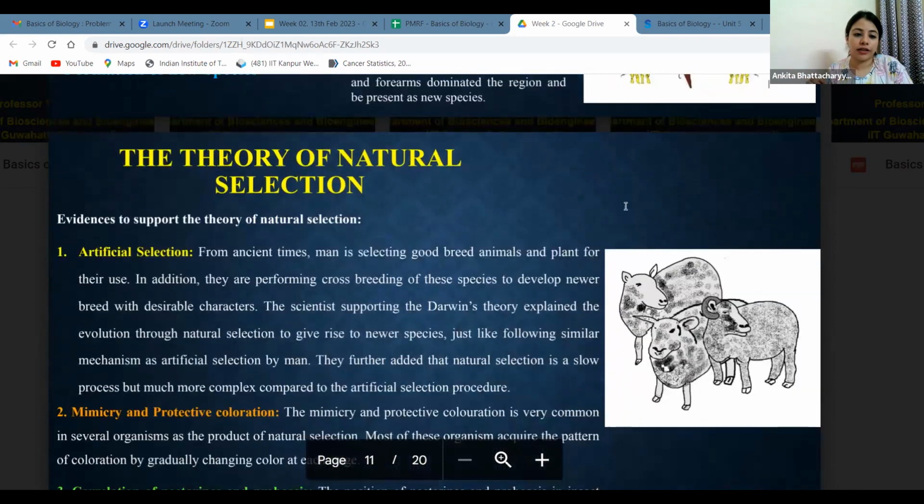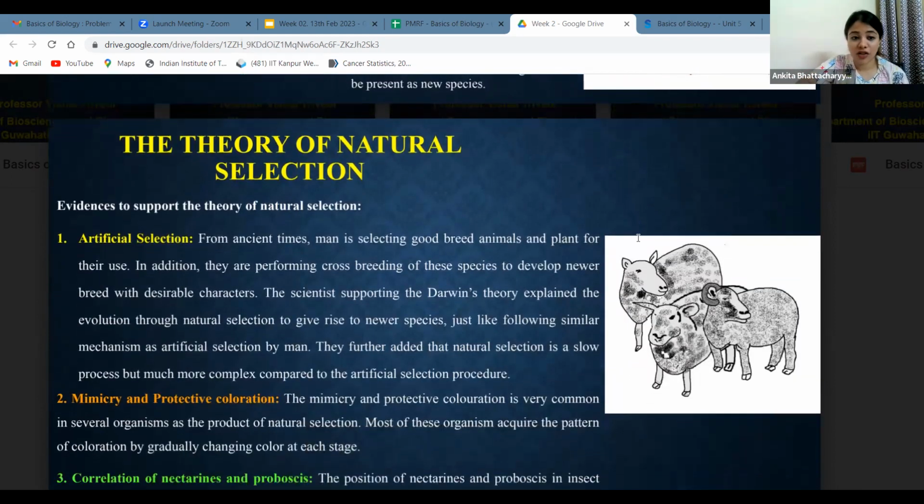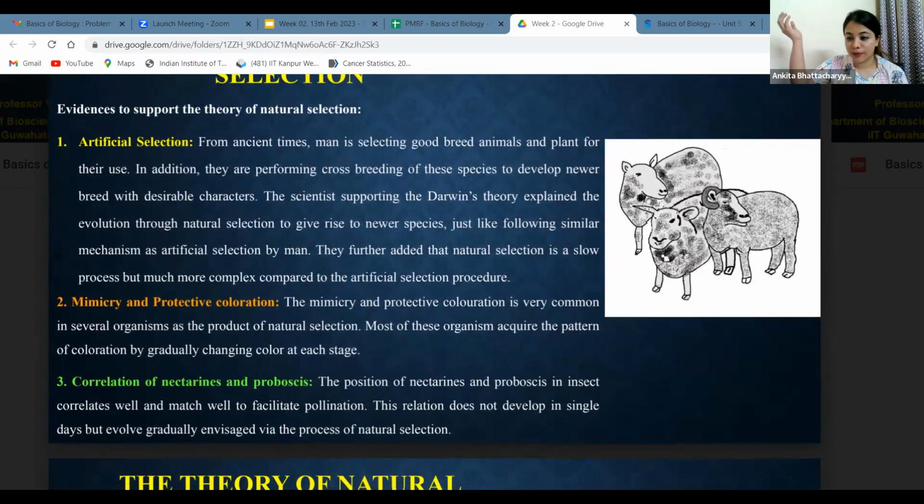There were several evidences that supported this concept also, for example, shorter sheep, since humans, for their own benefit, choose to keep the sheep that are not able to cross the fence and not able to escape.